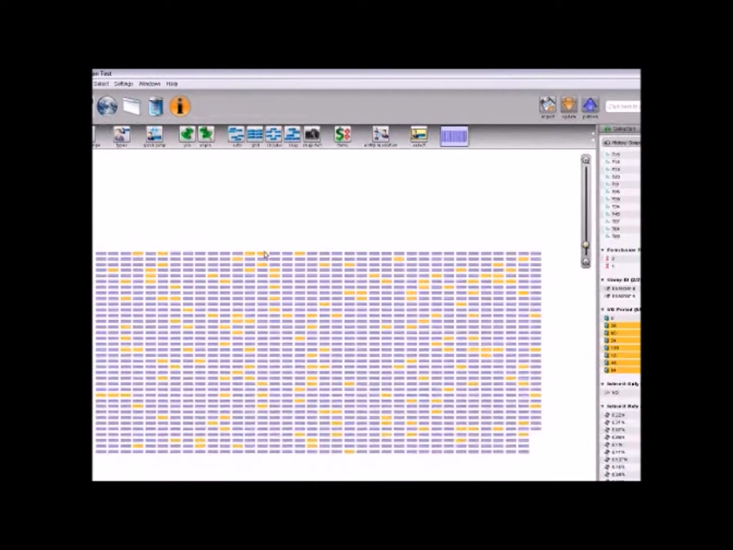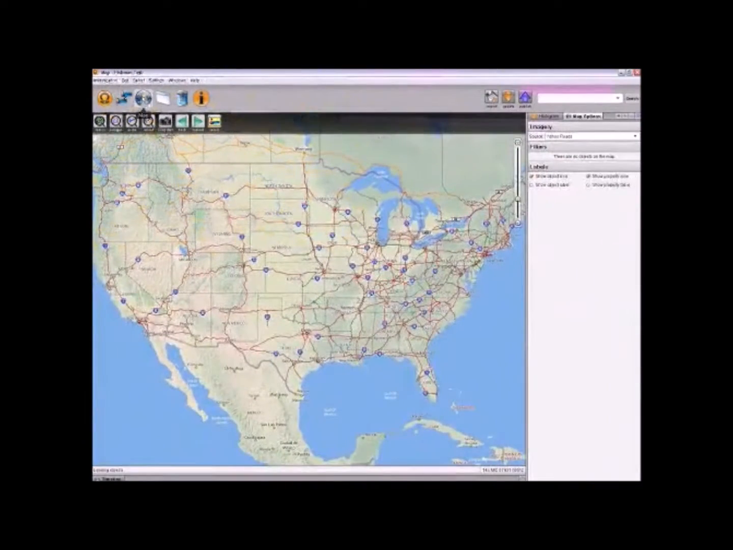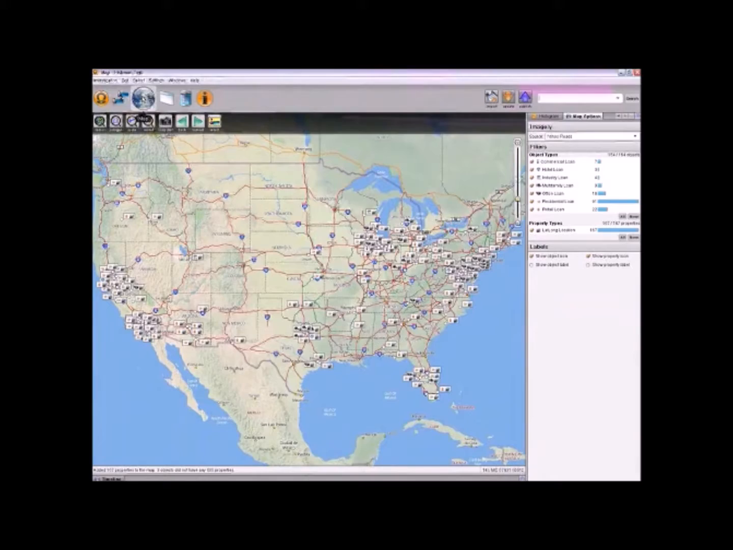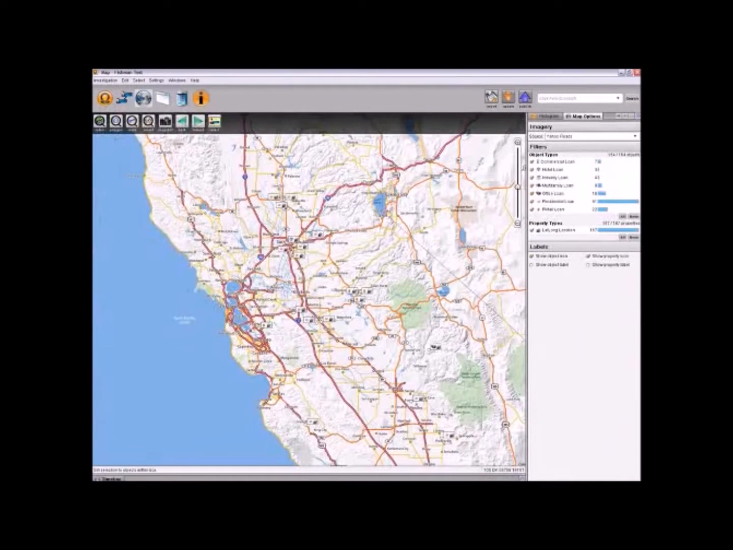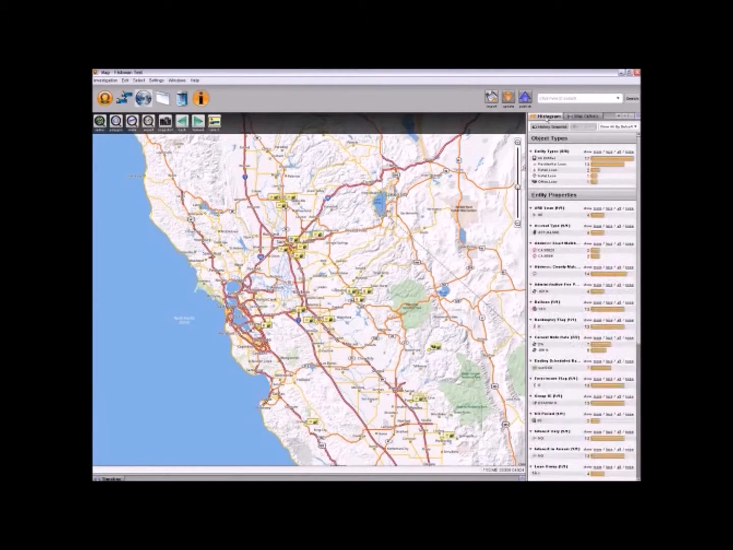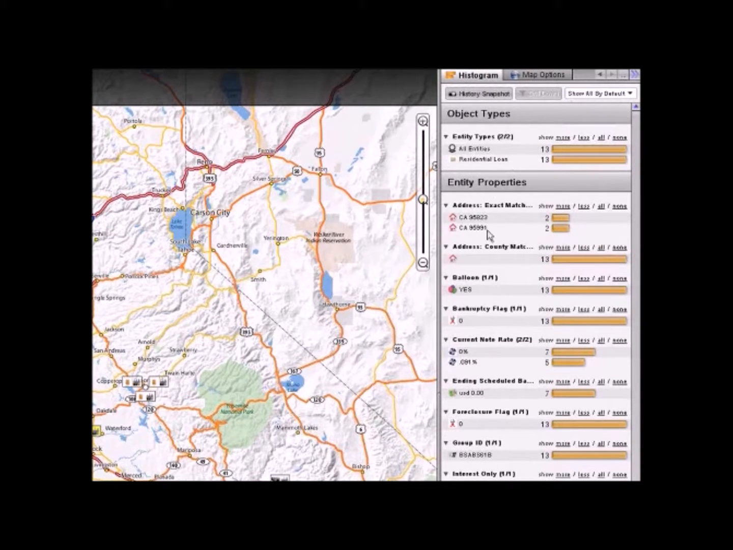Now that we've isolated these mortgages, we can view their distribution geospatially on the map. It's clear from the map that these likely to default mortgages are clustered. Let's look at the mortgages in the Bay Area. Selecting them, and then using the histogram, I can see that Bay Area mortgages likely to default are primarily residential. Of these residential mortgages, all have balloon payments.